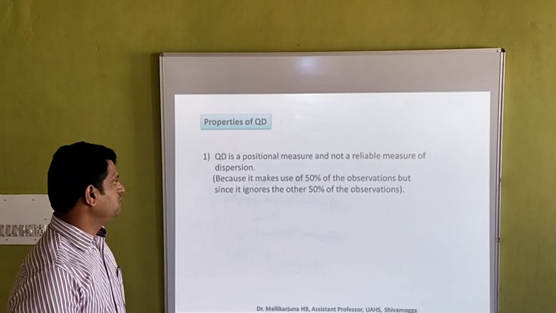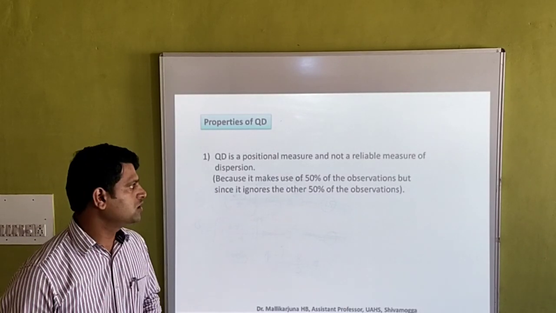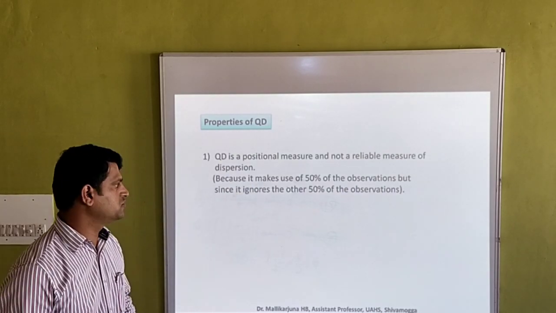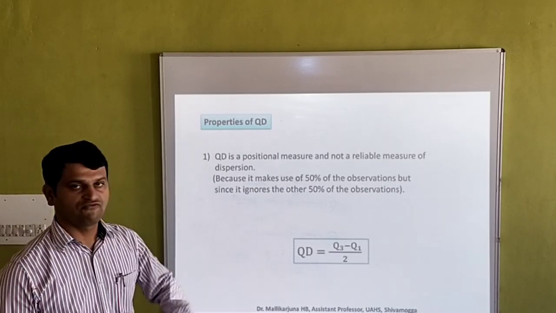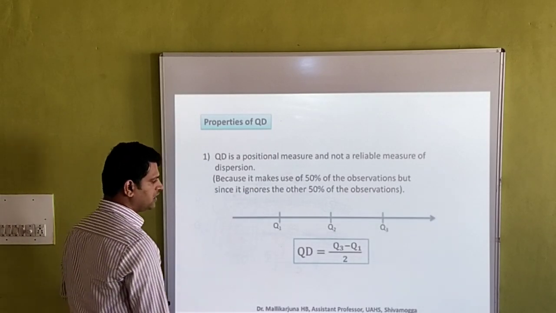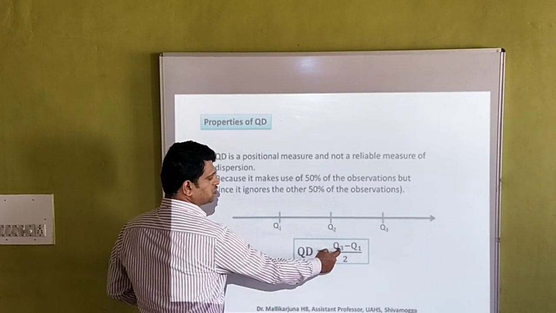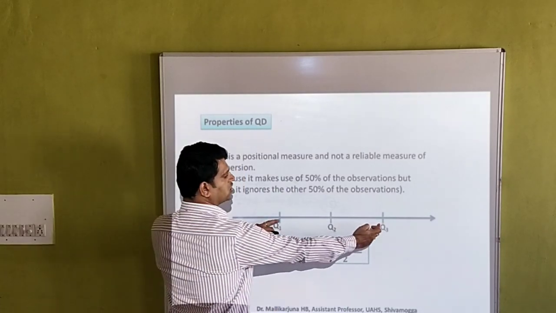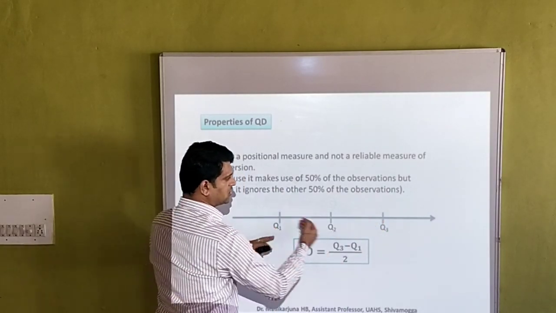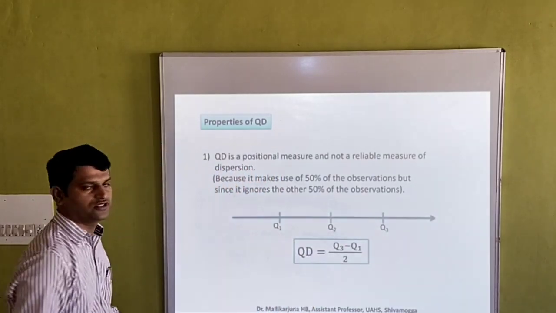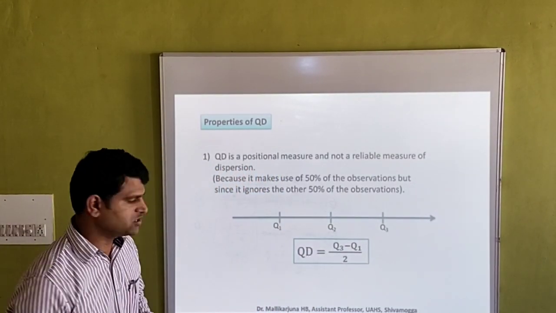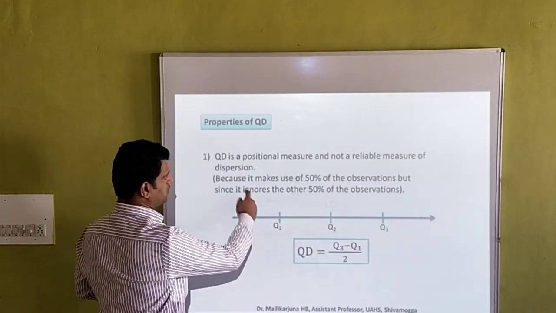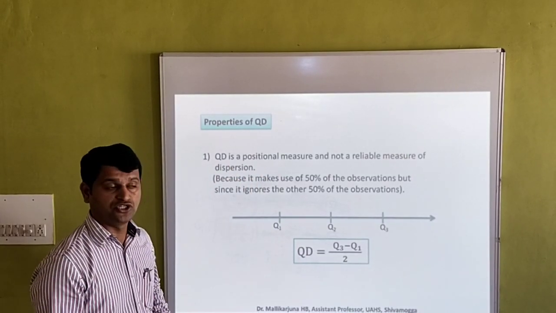Now come to the properties of quartile deviation. Quartile deviation is a positional measure and not a reliable measure of dispersion, because it makes use of 50% of the observations but ignores the other 50%. Quartile deviation is based on Q3 and Q1 divided by 2, so it considers only these two, but it ignores this set and this set. So 50% of the observations are neglected, so it is not a reliable measure, and we calculate it from positional values. That's why quartile deviation is a positional measure.